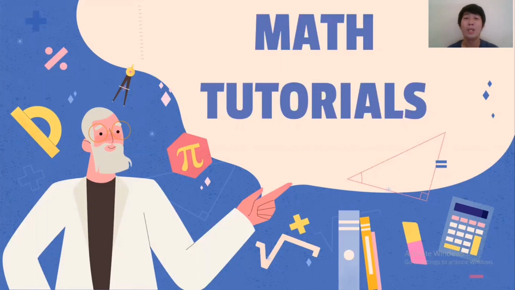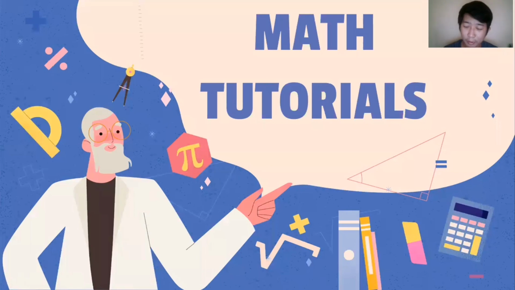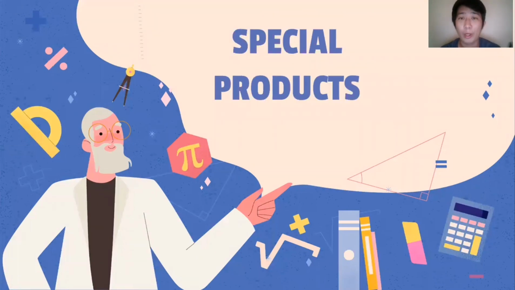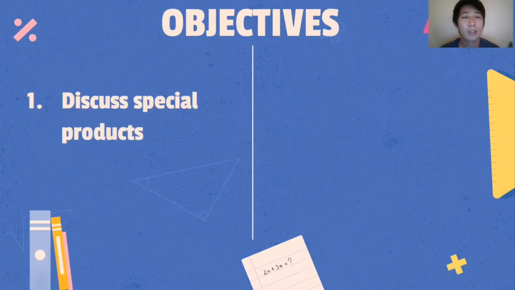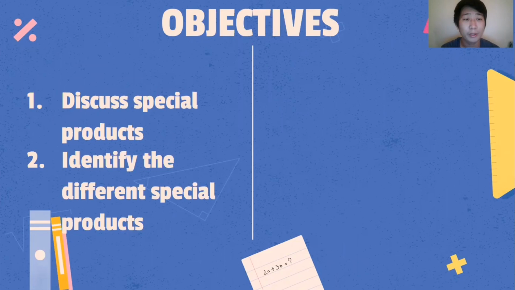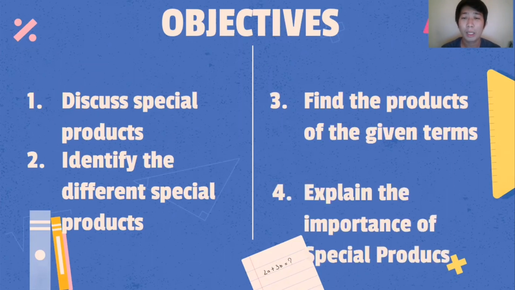For today, we will be having another math tutorial. Okay, I know all of you are ready. Let's start. For today, let's talk about special products. Before we proceed, let's state the objectives of this lesson. Number 1, discuss special products. Number 2, identify the different special products. Number 3, find the products of the given terms. And number 4, explain the importance of special products.